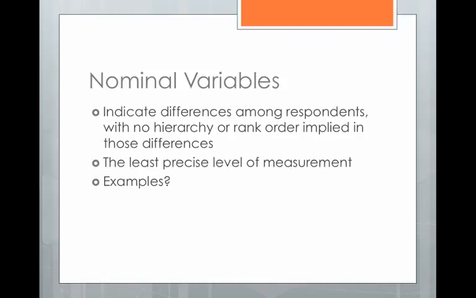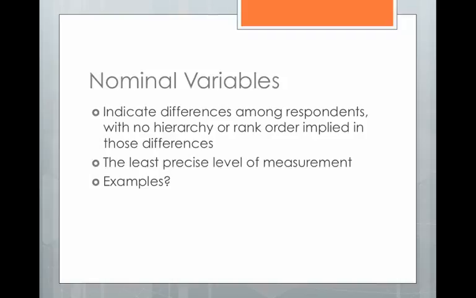The first are what we call nominal variables. And nominal variables indicate differences among respondents, but there's no hierarchy or rank order implied in those differences. So what I mean by rank or hierarchy is that when you're looking at the response categories, there's no natural or inherent order to those categories. So those categories could be written in any order and they would make just as much sense. So this is the least precise level of measurement, meaning that there aren't as many statistics that you can do with this level of measurement.